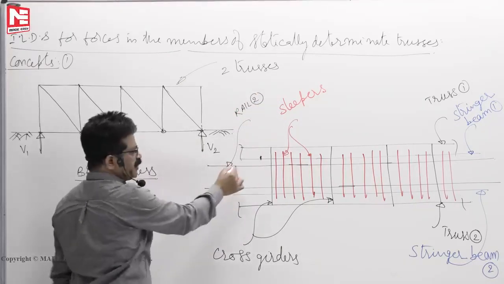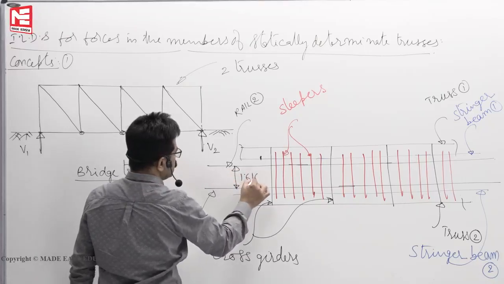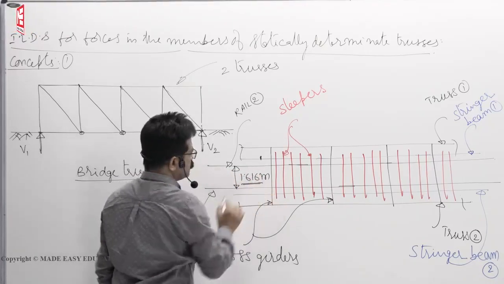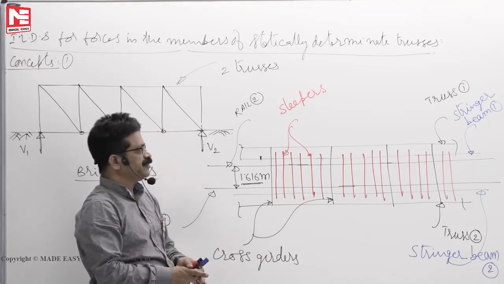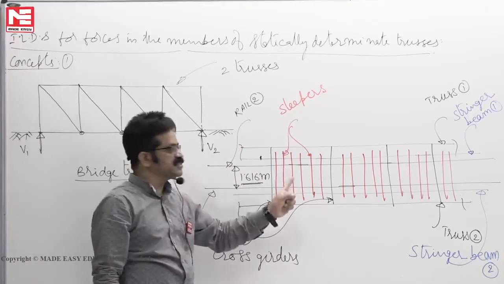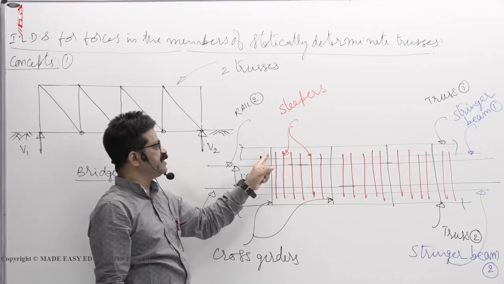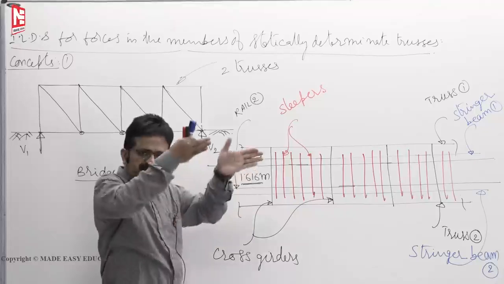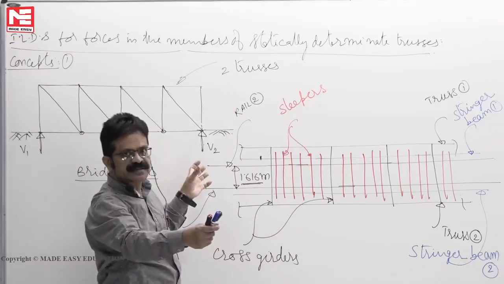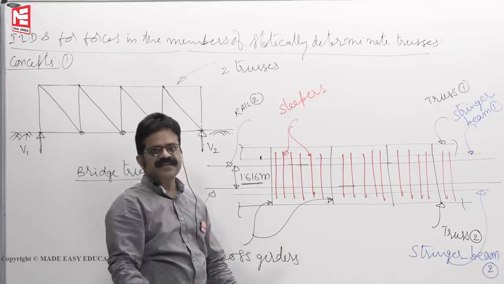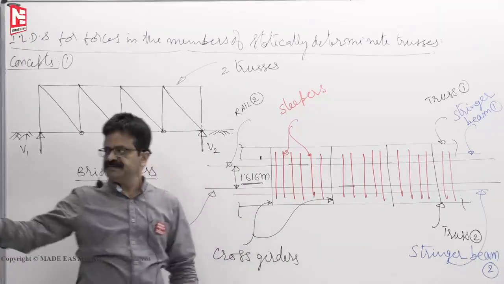If it is a broad gauge railway track, the distance between these two is 1.676 meters. So now the rails rest on sleepers, sleepers rest on stringer beams, stringer beams rest on cross girders, cross girders rest on the two trusses, trusses rest on the piers, piers transfer load to the soil. So that's how the load arrangement is.